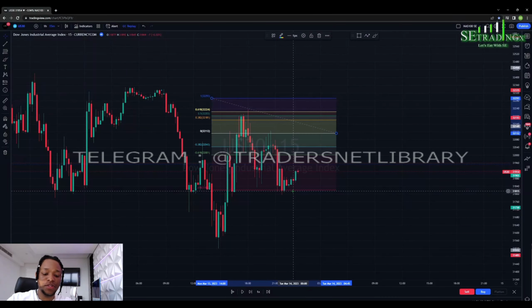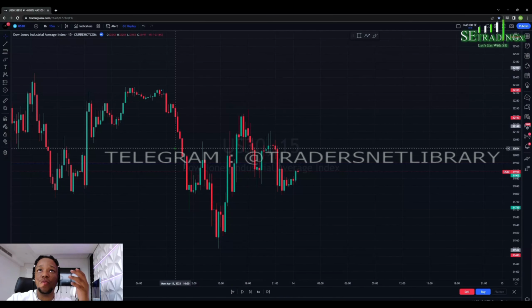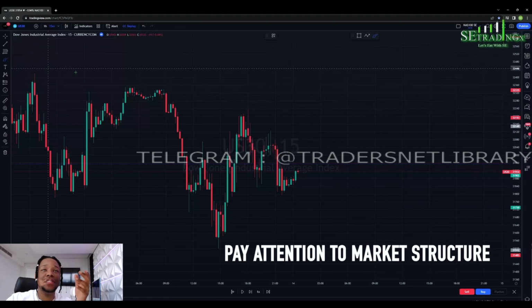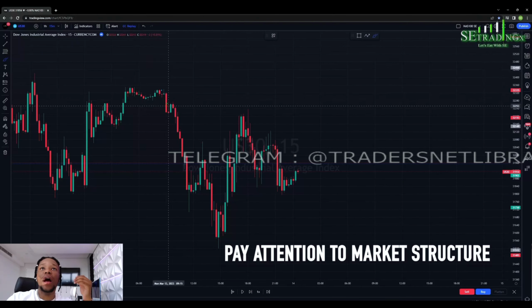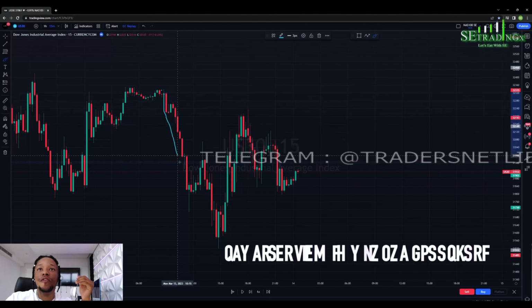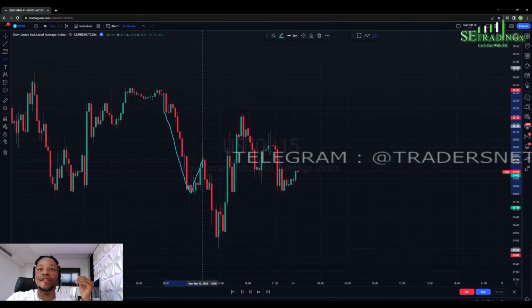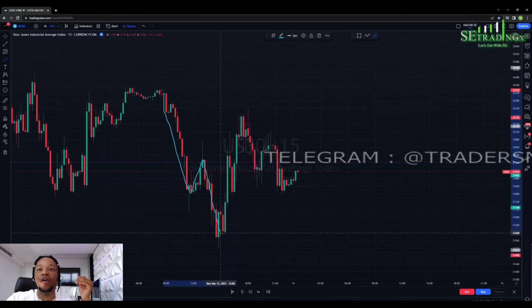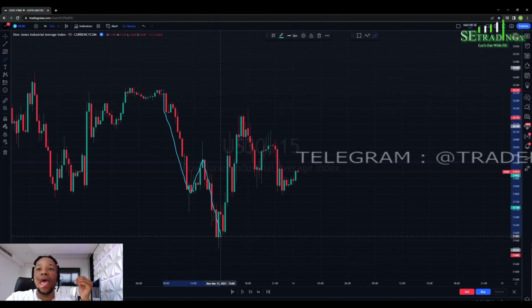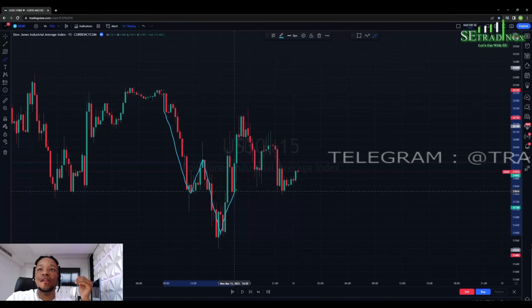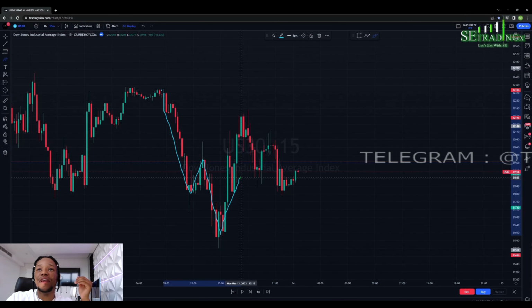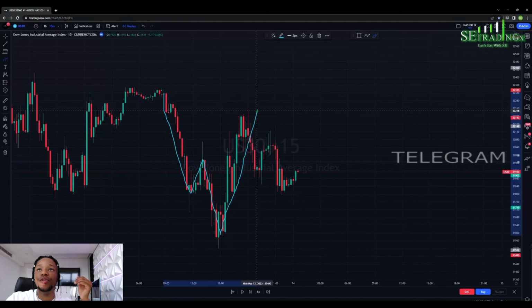Okay, so when it comes to the Fibonacci, what you want to pay attention to is, of course, market structure. You always want to pay attention to market structure: lower highs and higher lows. So over here we have a lower high, and then we have a lower low right here. And as you can see, price did not make another lower low. If anything, it failed to do it and went all the way to the top, right?